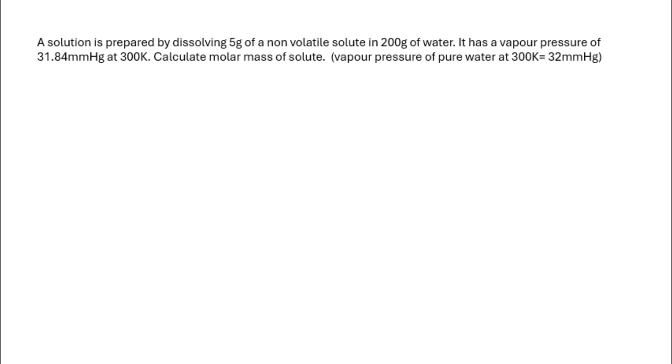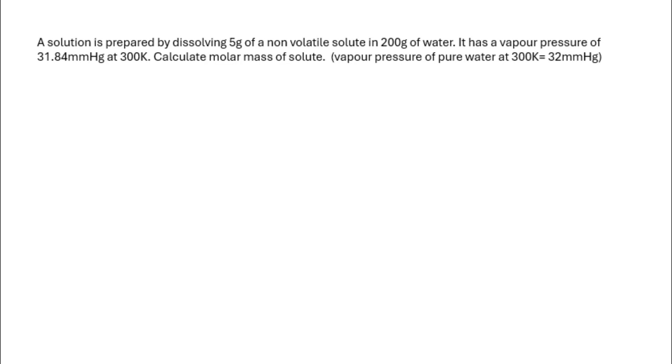Next numerical is: a solution is prepared by dissolving 5 gram of non-volatile solute in 200 gram of water. It has a vapor pressure of 31.84 millimeter mercury at 300 Kelvin. Calculate molar mass of solute. Vapor pressure of pure water at 300 Kelvin is equal to 32 millimeter mercury.